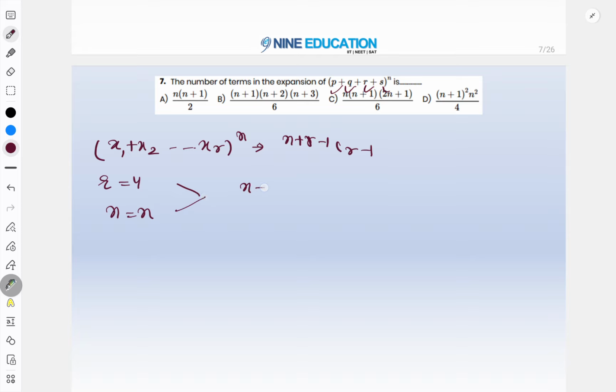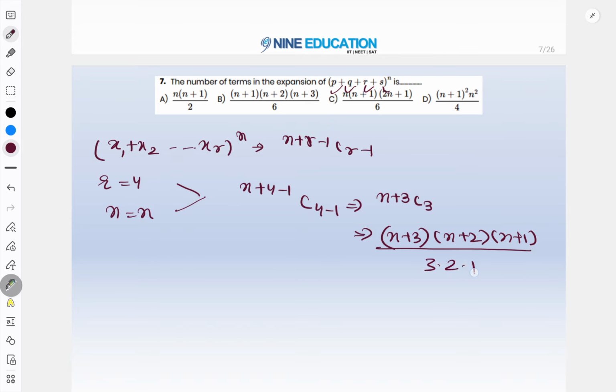So total terms will be n plus 4 minus 1, C 4 minus 1, which is n plus 3, C3. So that is equal to n plus 3 multiply n plus 2 multiply n plus 1 divided by 3 into 2 into 1, which makes it (n plus 3)(n plus 2)(n plus 1) by 6. Option B.